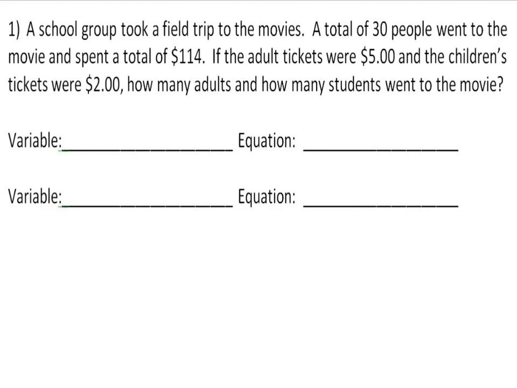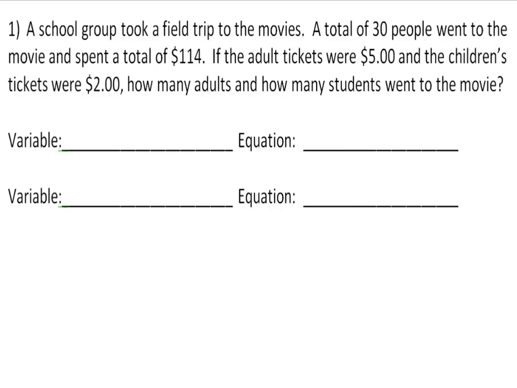Okay, first example. Says a school group took a field trip to the movies. A total of 30 people went to the movie and spent a total of $114. If the adult tickets were $5 and the children's tickets were $2, how many adults and how many students went to the movie? Okay, so let me just give you a few pointers here.